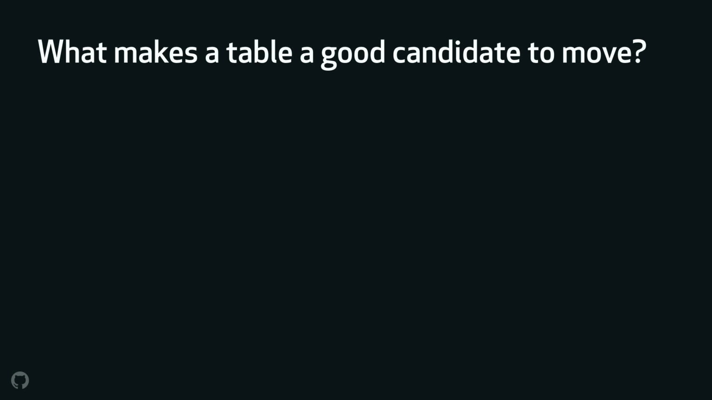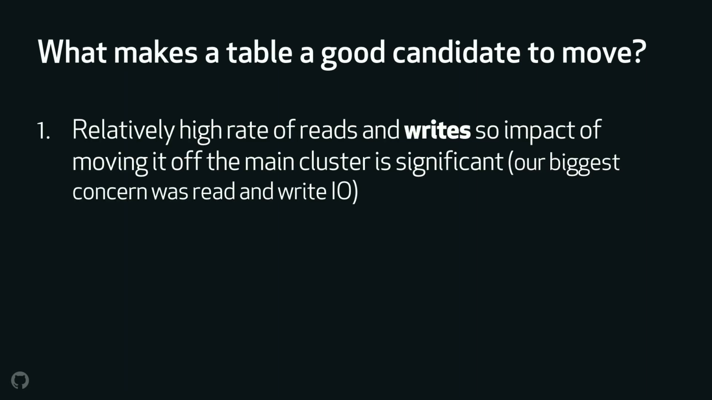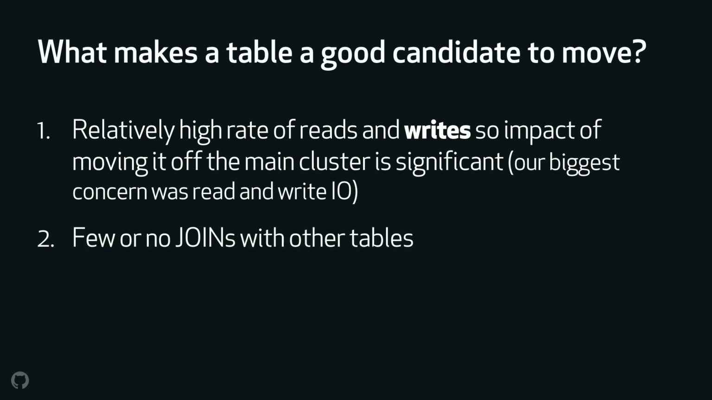So what makes a table a good candidate to move? We were looking for a relatively high rate of reads and, more importantly, writes, so that the impact of moving it off the main cluster was significant enough. Few or no joins with other tables, because you can't join tables across clusters. So we were looking for tables that were decoupled enough that it would be feasible for us to move them out of the main cluster.